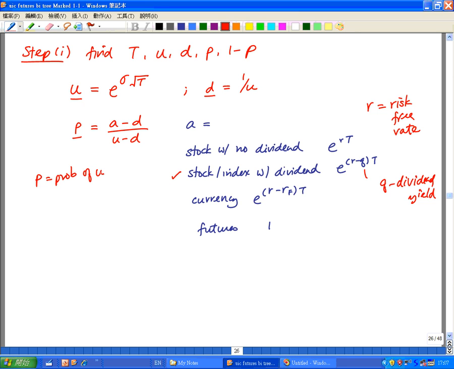If the underlying asset of which the option is based on is a stock with dividend or an index with a dividend yield, then for A we put in e to the power (R minus Q) times T. Q is our dividend yield. For an option on currency, we use e to the power (local risk-free rate minus the foreign risk-free rate) times T. For an option on futures, we put in 1 as our A.